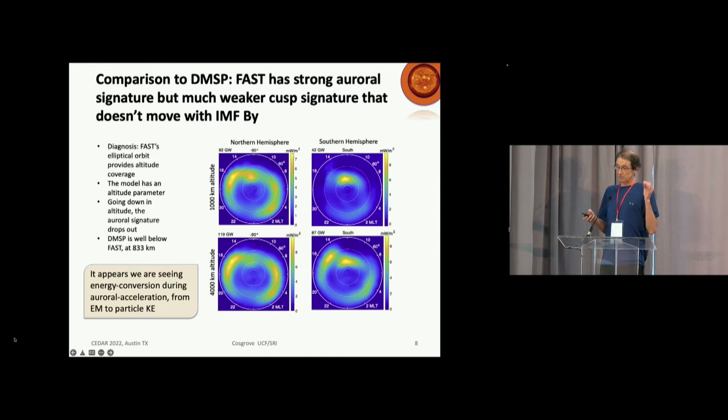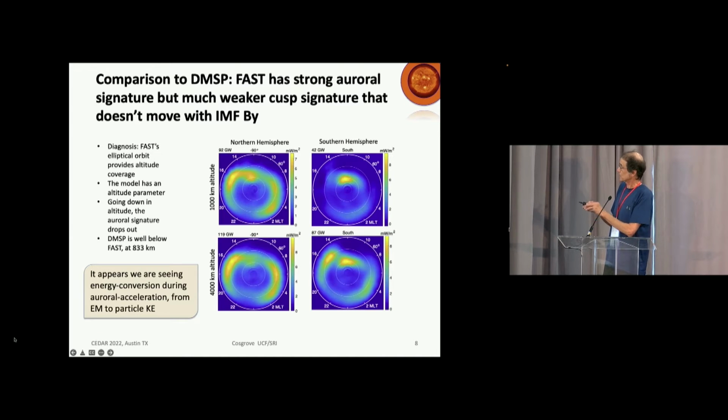Because FAST also has an elliptical orbit, I could make altitude one of the model parameters. So I can look at Poynting Flux as a function of altitude, and that's what I did here. The top row is 1,000-kilometer altitude using the model, and the bottom row is setting that parameter to 4,000 kilometers. The left column is northern hemisphere, and the right column is southern hemisphere.